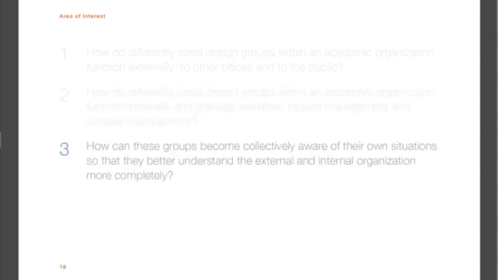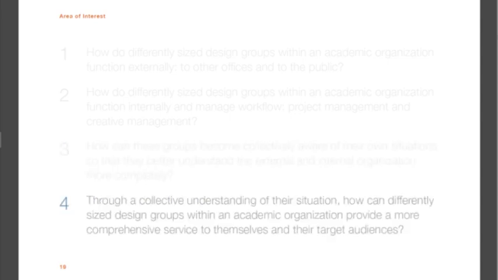Question number 3, how can these groups become collectively aware of their own situations so that they better understand the external and internal organization more completely? And question 4, through a collective understanding of their situation, how can differently sized design groups within an academic organization provide more comprehensive services to themselves and their target audiences?